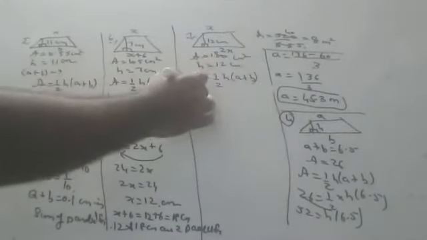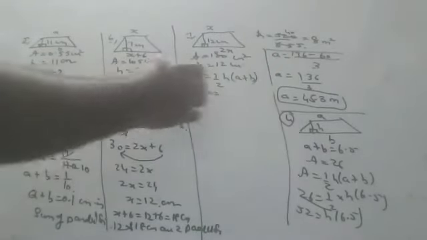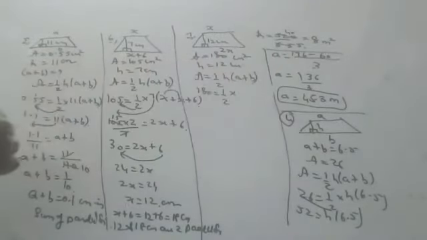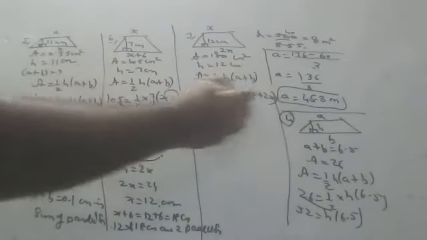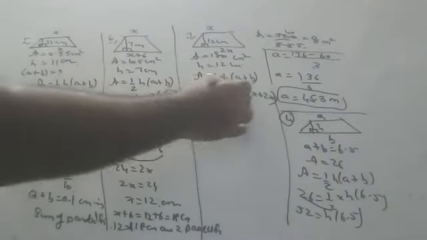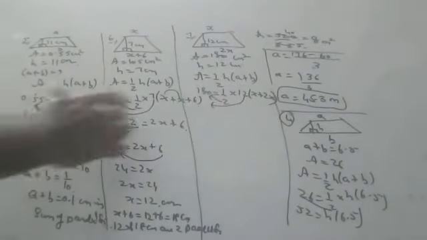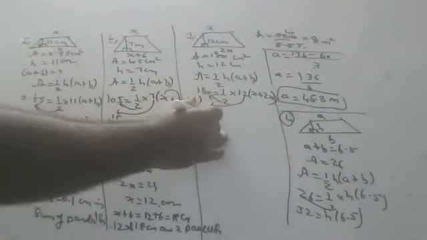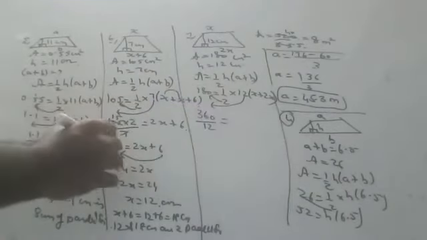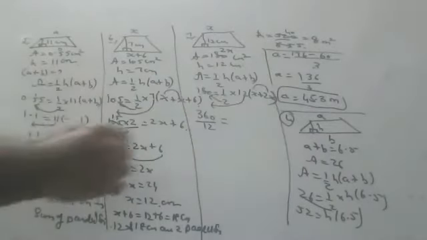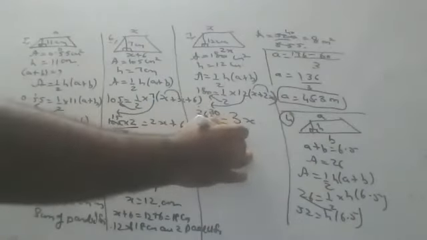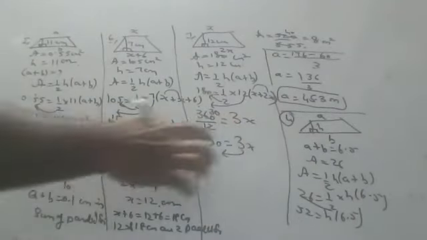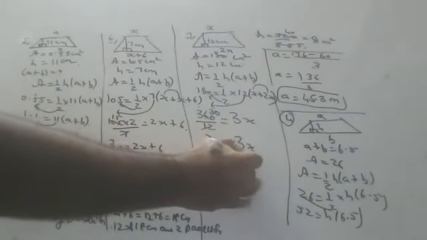A is equal to 1 by 2 into h into a plus b. 180 is equal to 1 by 2 into 12 into x plus 2x. This will go up, and this will come down. 180 into 2 is 360, 12 will come down. X plus 2x is how much? 3x. So 30 is equal to 3x. 3 will come down, because here it is multiplication, there it becomes division. So x is equal to 10 centimeters.